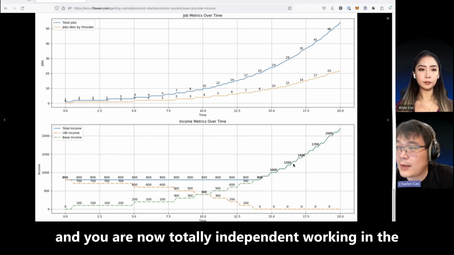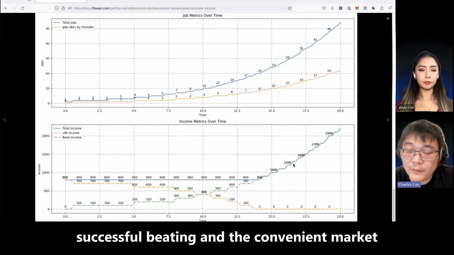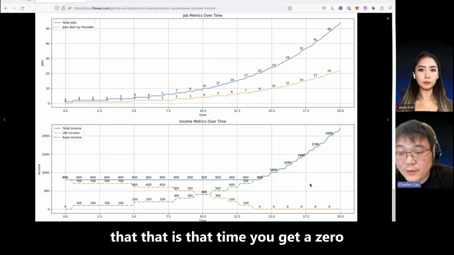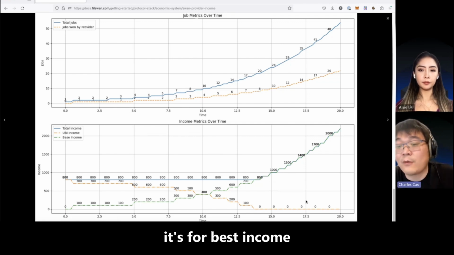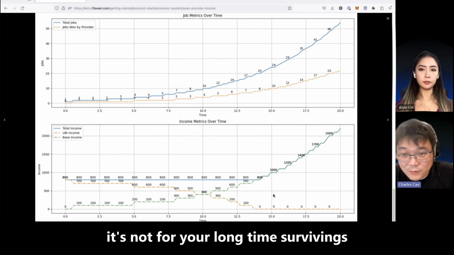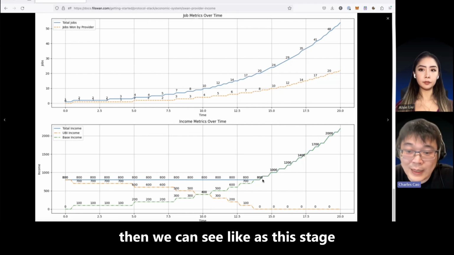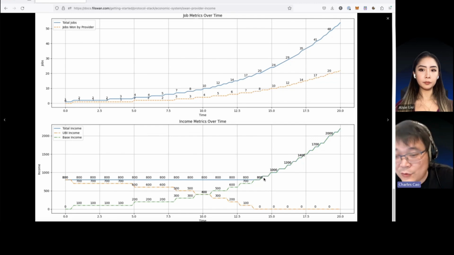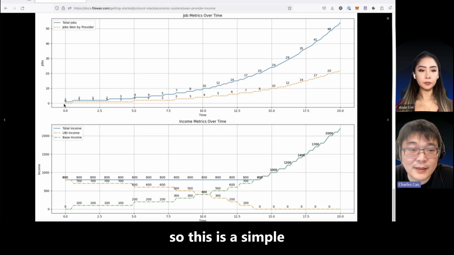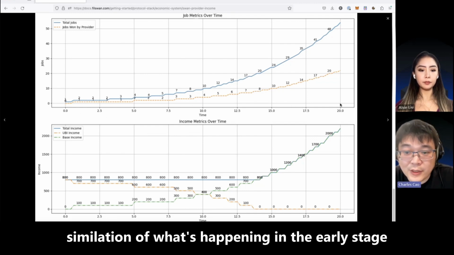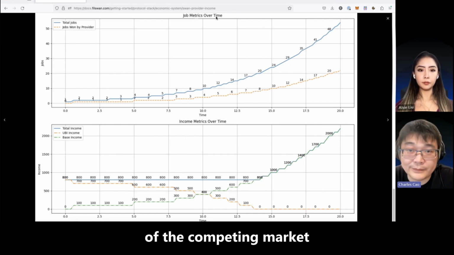working in the successful bidding and competing market. At that time you get zero UBI, because UBI is not for base income, it's not for long-term surviving. Then we can say at this stage, you as a provider have successfully survived in the open market. Yeah, so this is a simple simulation of what's happening in the early stage of the competing market.